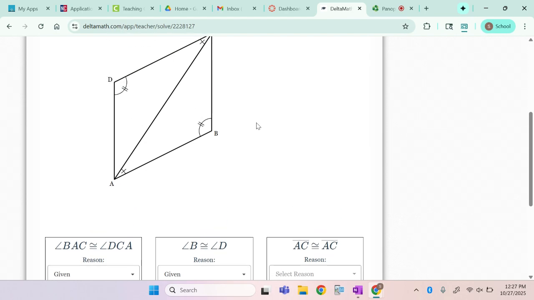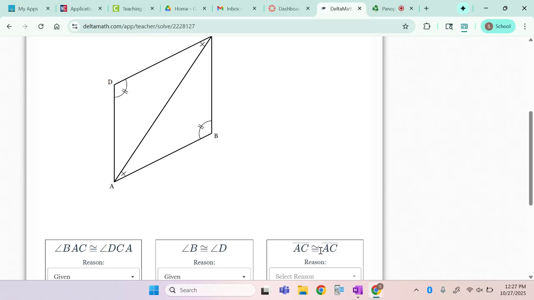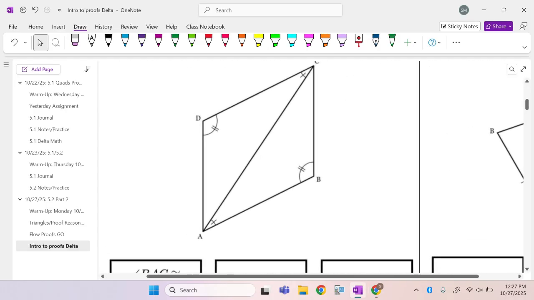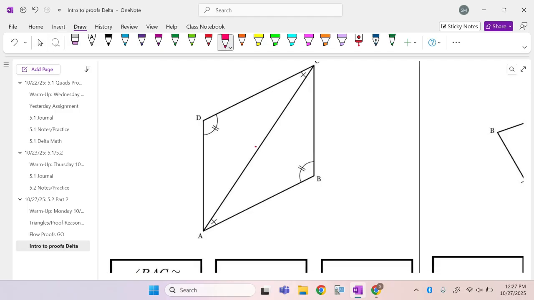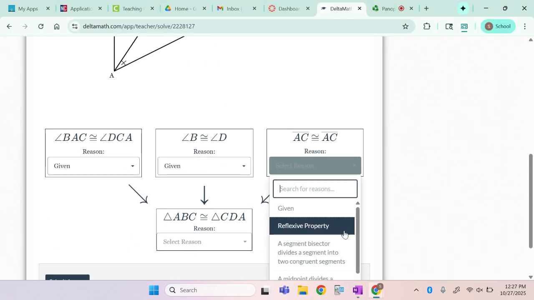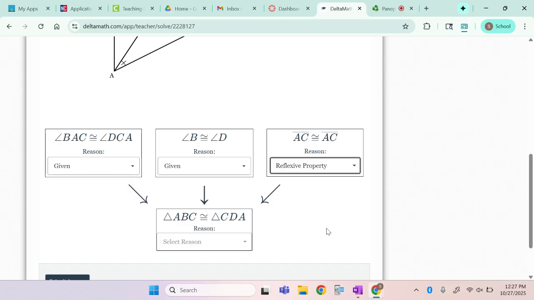Now, what about this one? So they said that AC is congruent to AC. So why can I say, boys, stop talking. So why can I say that that side's congruent to itself? Yep, it's the reflexive property. So would you say given or you say reflexive? Reflexive property. Because it's not given to us, we would say why we absolutely know that. So your reasons in order should be given, reflexive property.